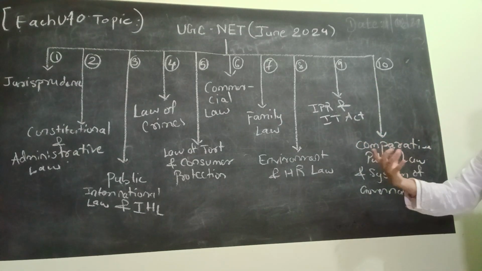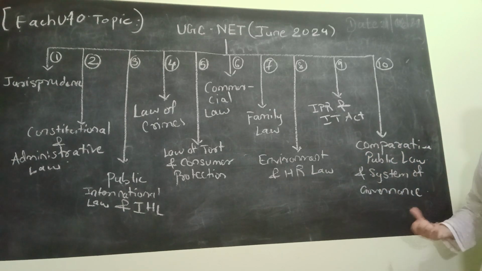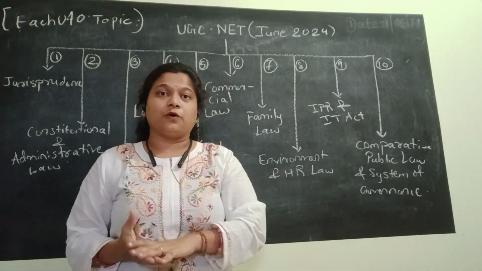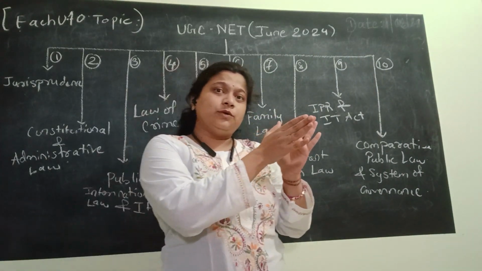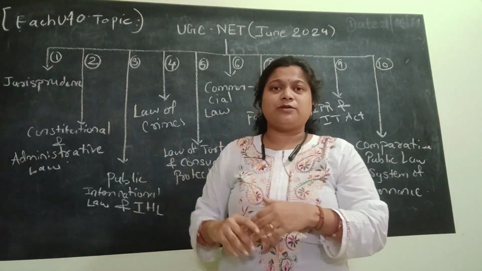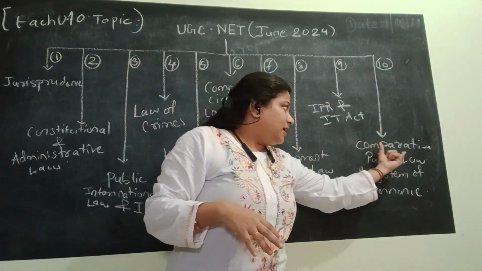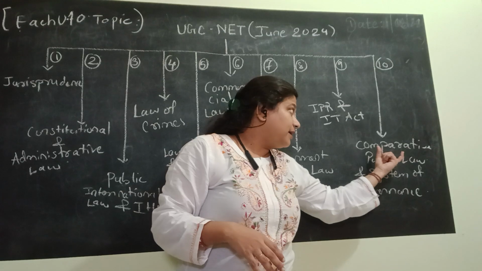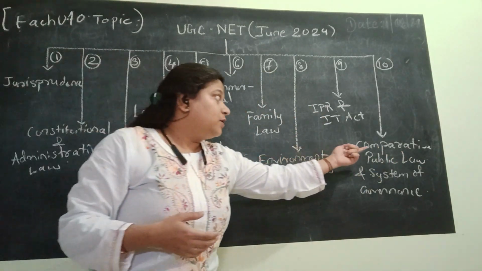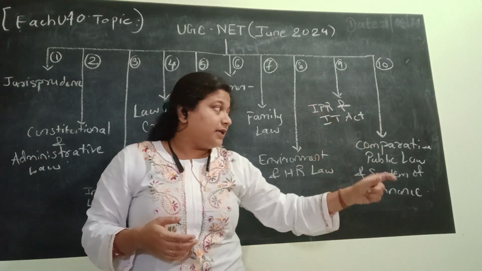Then, lastly, comparative public law and system of government. Whenever we go for research work, there are two things we most probably follow: either we do a critical study or we compare. Other research systems are also there, but these are the two major ones. Comparing is not for a competition, but it will show us whether these laws are being regulated and what necessary things have to be followed.